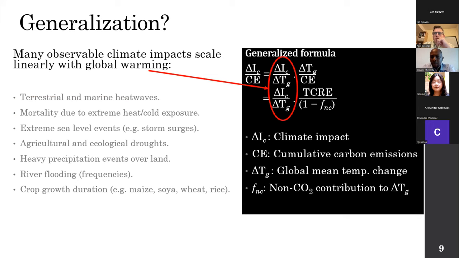So given that those impacts scale linearly with global warming, we can expand the relationship from this fact by considering that a given impact can be linked to the cumulative carbon emissions when we decompose their relationship with their linear scaling with global warming and considering the TCRE framework that we introduced earlier. And also we have to consider non-CO2 contributions to global warming. So this is a formula we hope to propose.